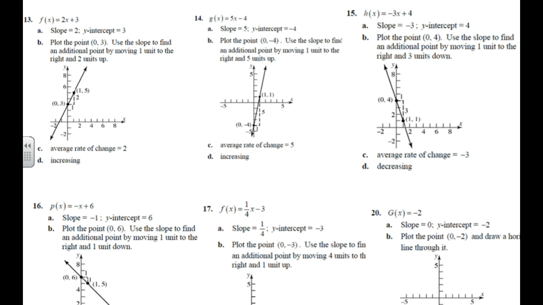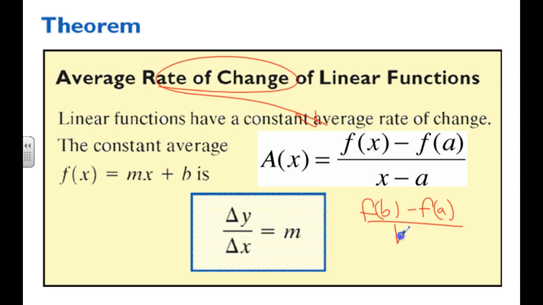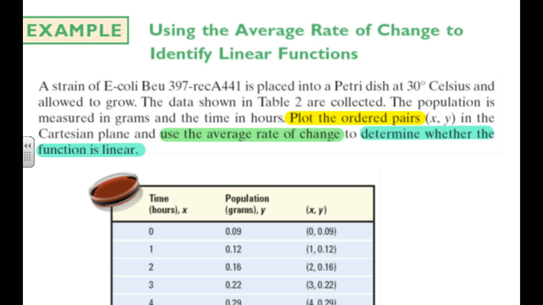So here are some answers to functions. Again, average rate of change is nothing more than just the slope definition. We could do f of b minus f of a all over b minus a. It does not matter. This is the calculus definition that they use for average rate of change. But usually it's the second point minus the first point. It doesn't have to be. You could do the first point minus the second. Just be consistent.